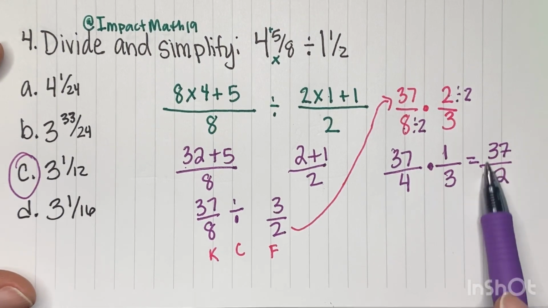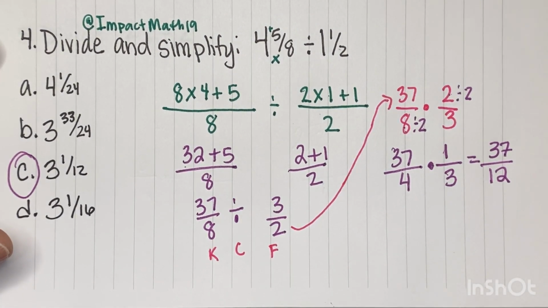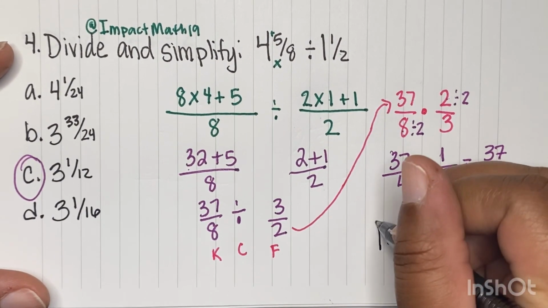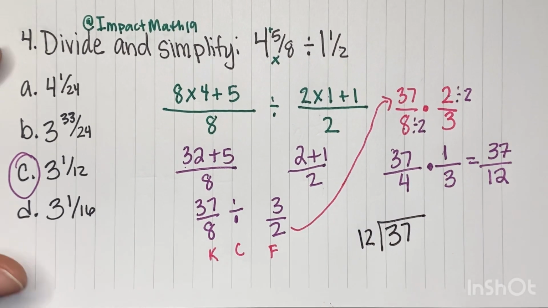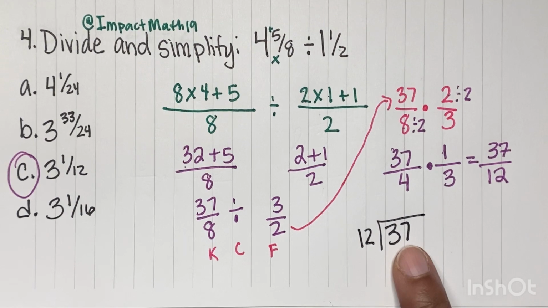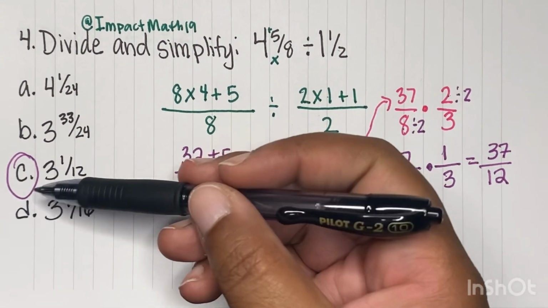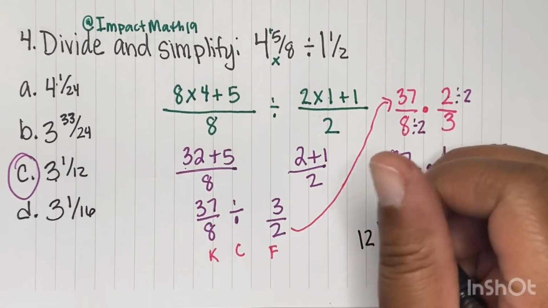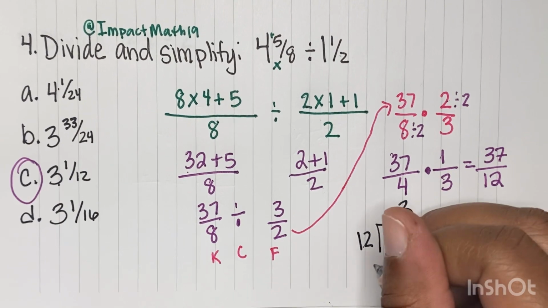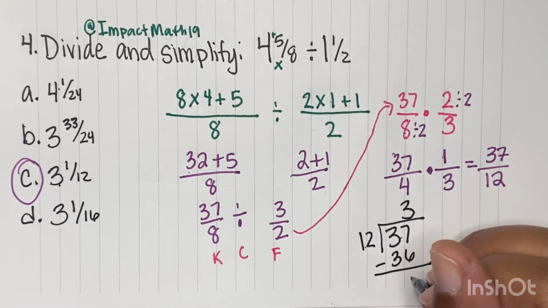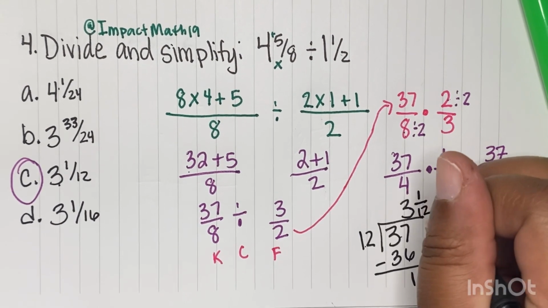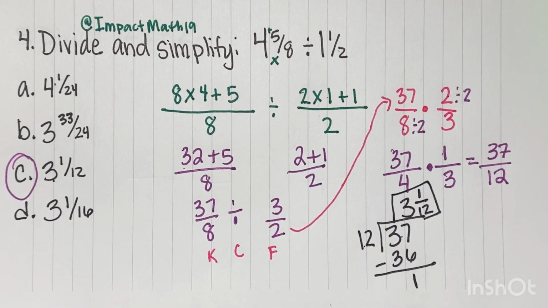And how you change this improper fraction to a mixed number is you have to divide it. So you're going to do 37 divided by 12. So how many 12s can fit into 37? You do not have to guess. You only have 2 options. You have a 3 and you have a 4. So we're going to go with 3. 3 times 12 gets us 36. And then 37 minus 36 leaves us that 1. So we put the remainder over what we're dividing by, which is 12. And that's how we get the 3 1/12.